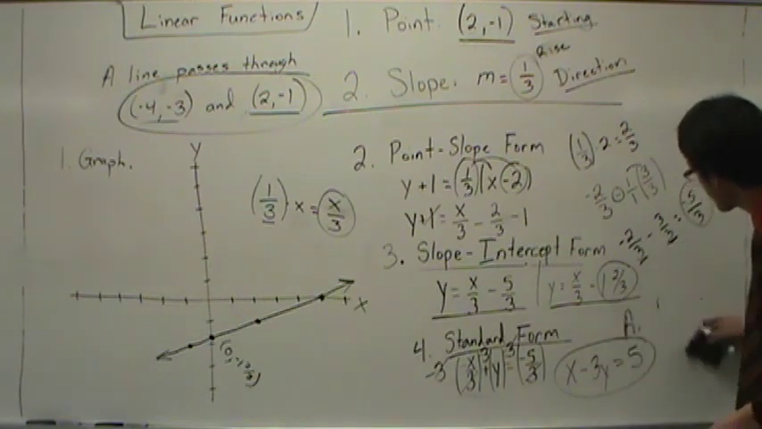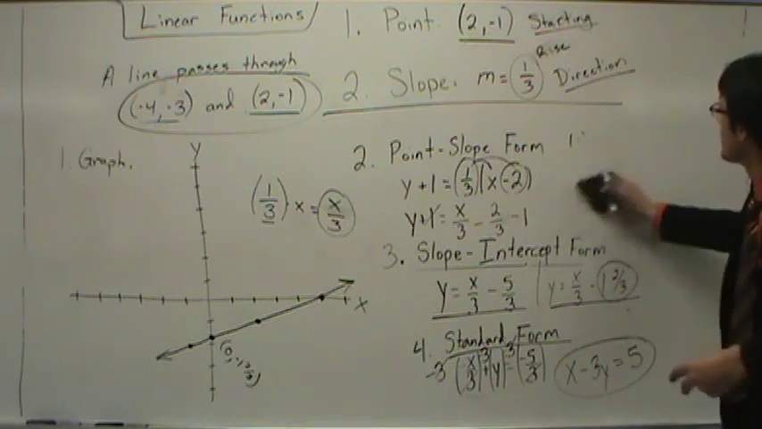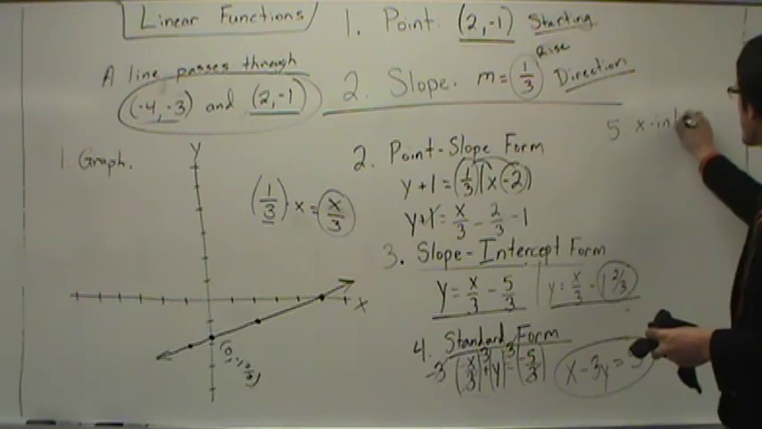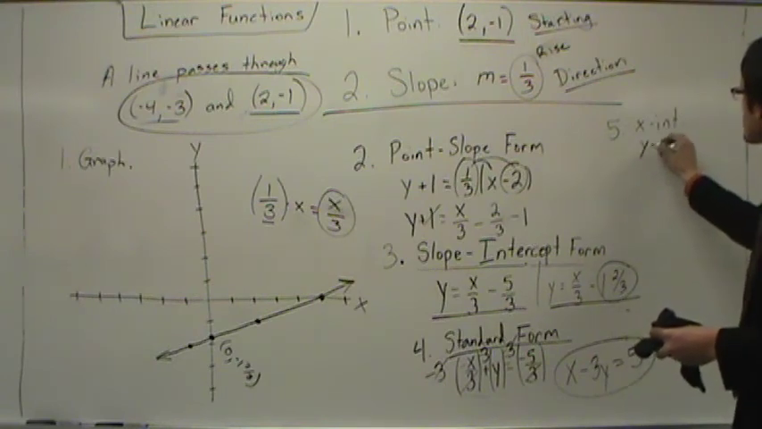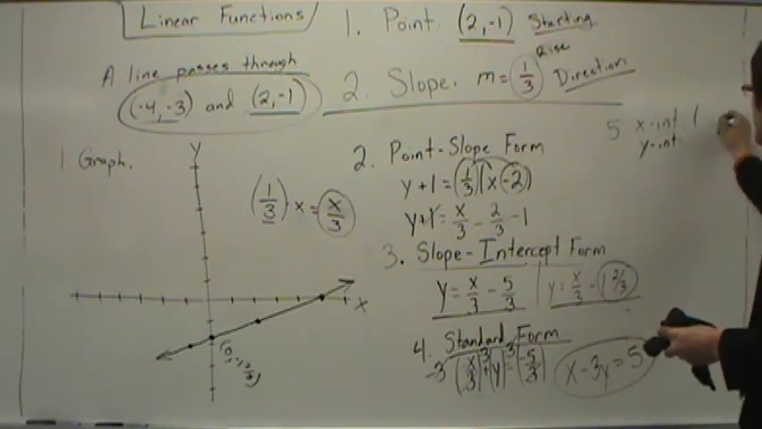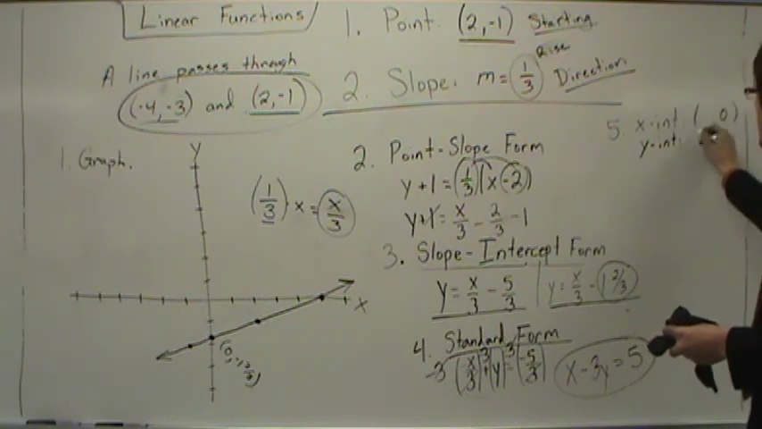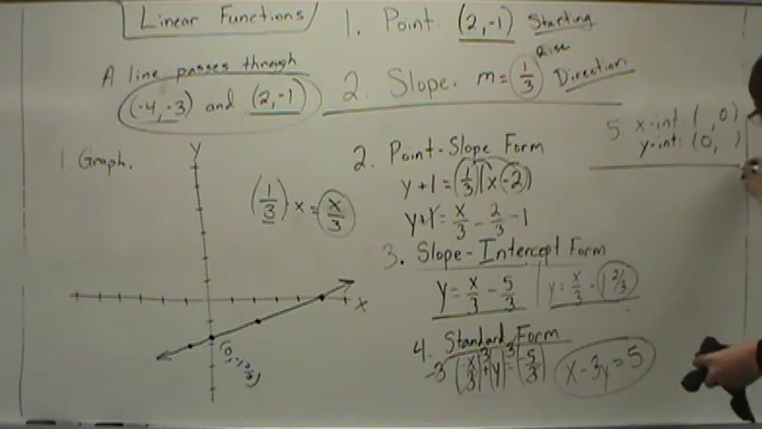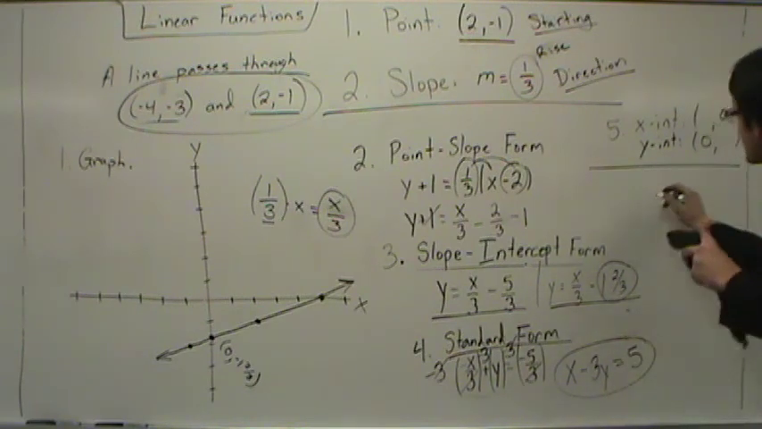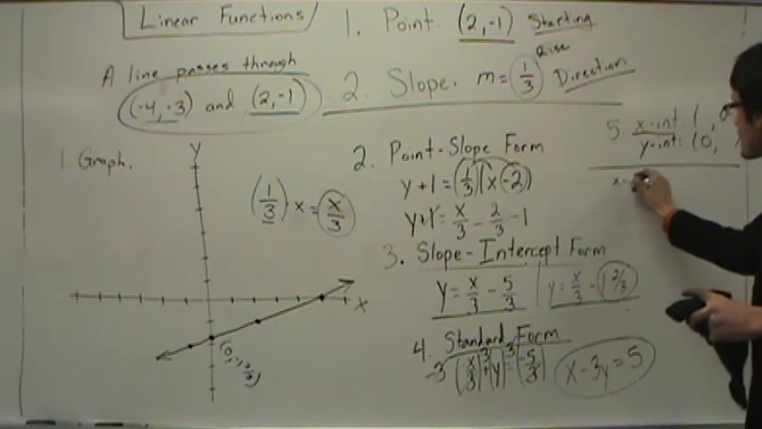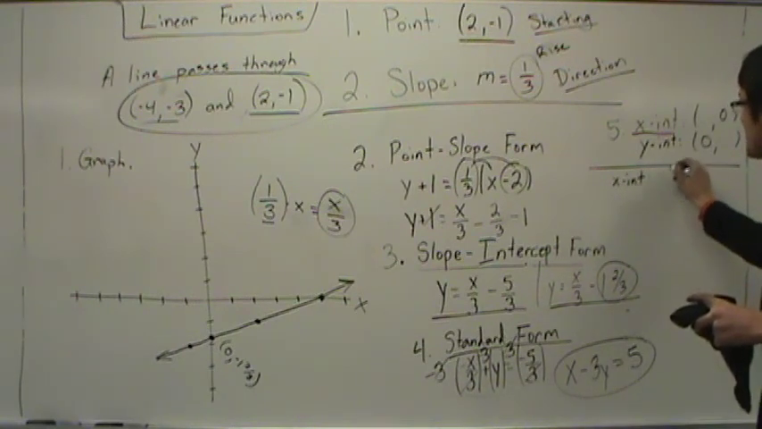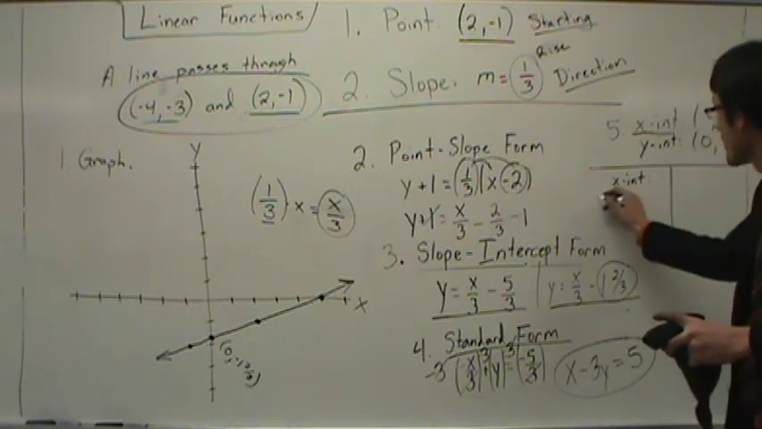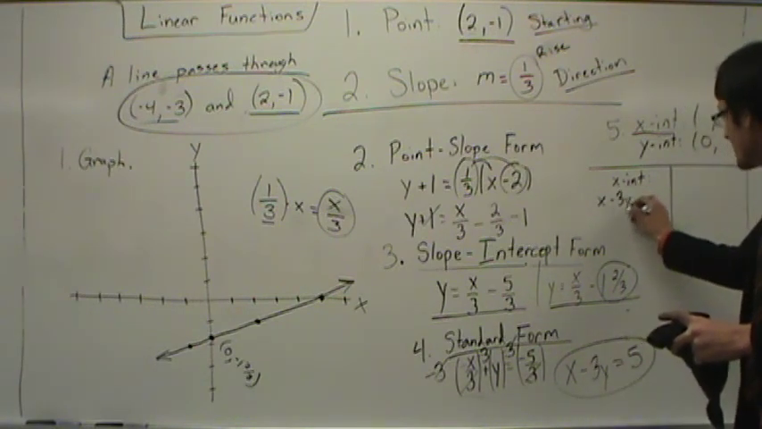Lastly, step 5. Step 5 says we need to find the x-intercept and what else? Y-intercept. What do we know about an x-intercept? We know that an x-intercept has a y-value of 0. And we know that a y-intercept has an x-value of 0. So, to find the x-intercept, let's write x-intercept. What equation is easiest? Hopefully you remember that standard form is fastest. So we're going to start with standard form. X minus 3y equals 5.